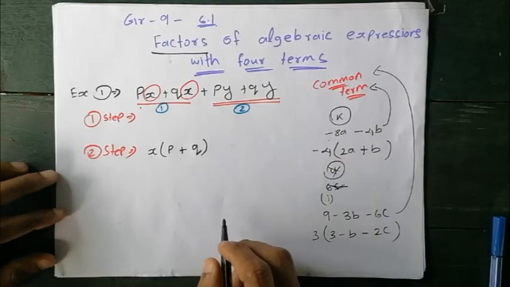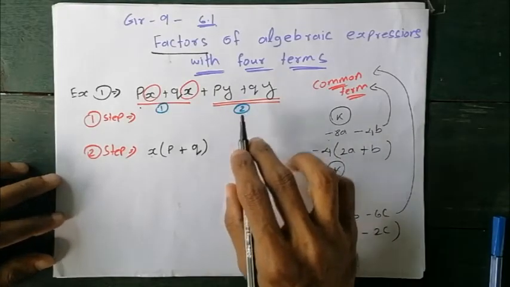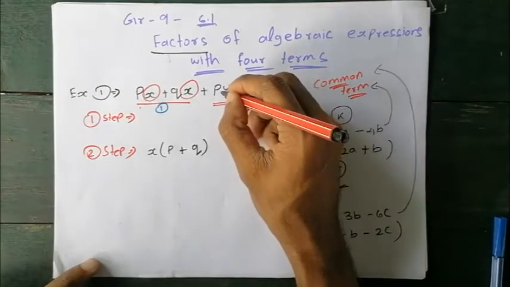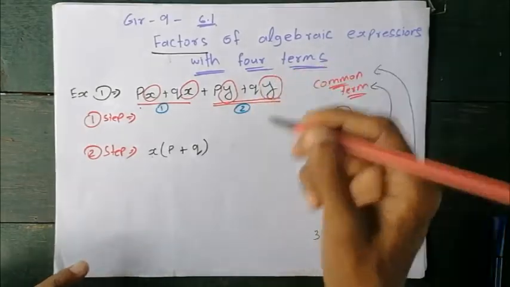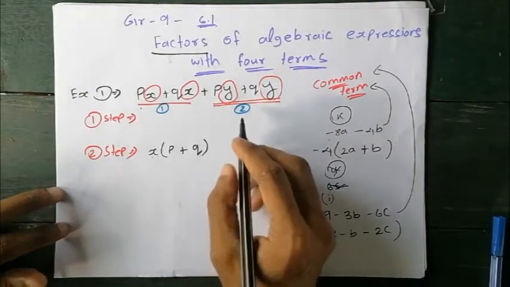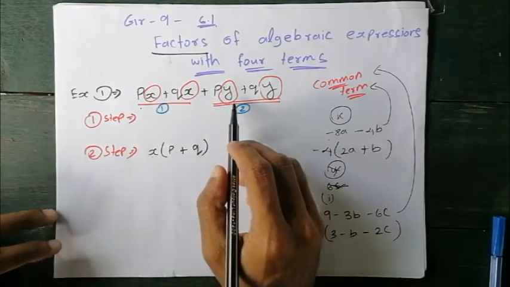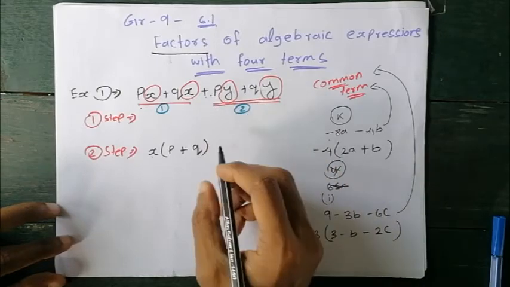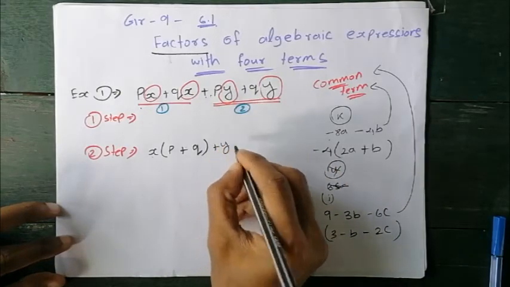And the next pair, the second pair, the same way we are going to pick the common term. So which are the common terms? Y is the common term. So we can take out the y. So which y? Y with a sign. Both we have plus, so plus y.